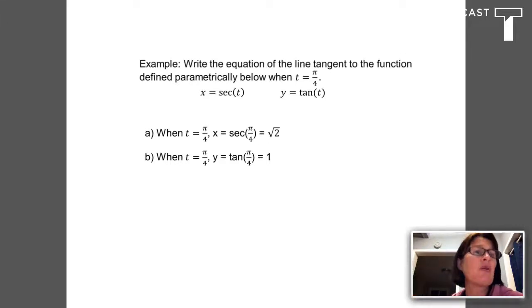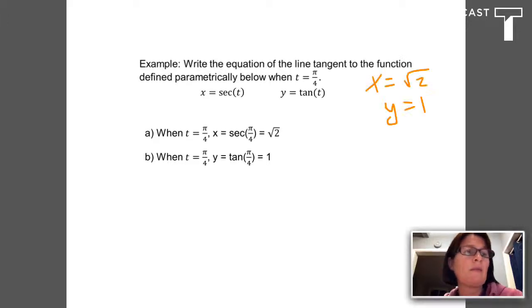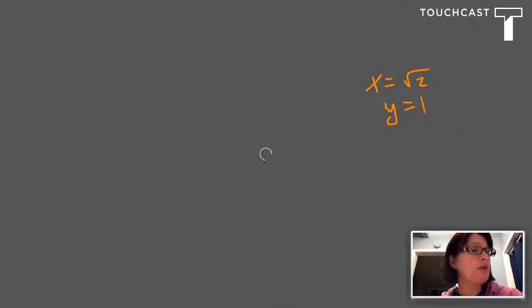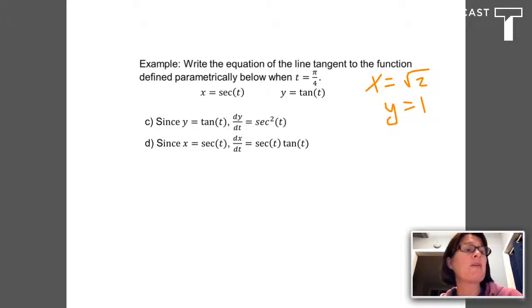When time is pi/4, we want to figure out the y value, so we plug t equals pi/4 into the y function. You get the tangent of pi/4, which is 1. So I've written in the ordered pair we're going to use when we need a point to write the tangent to the function. Now I'm going to figure out the slope, and I can do that by finding the derivative.